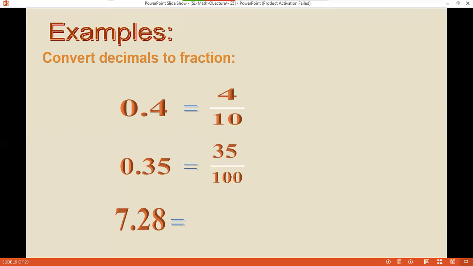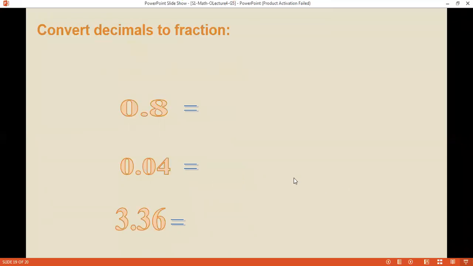Now what do I have? 7 and 28 hundredths, right? So look how we do this. This is very easy. We put the number as it is in the numerator, so we put 728 in the numerator and we put it over 100. Okay? So if I have a whole number before the point, I just put all of it, then over 100. Is it clear? Let us do more exercises.